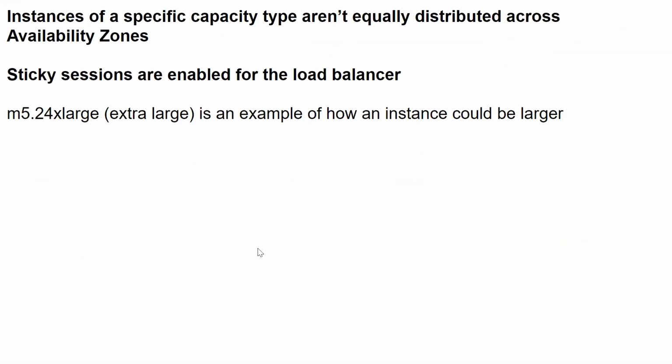Okay, instances of a specific capacity type aren't equally distributed across availability zones. Okay, and sticky sessions are enabled for the load balancer. And I have an example of how an instance could be larger. Okay, I think I get that.